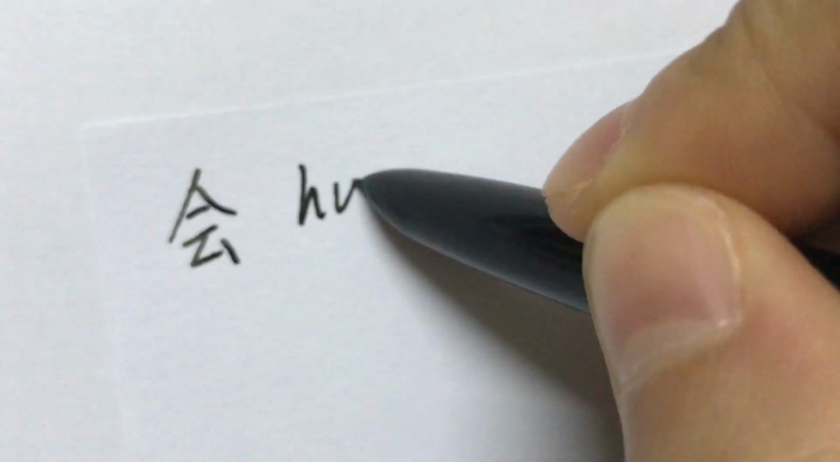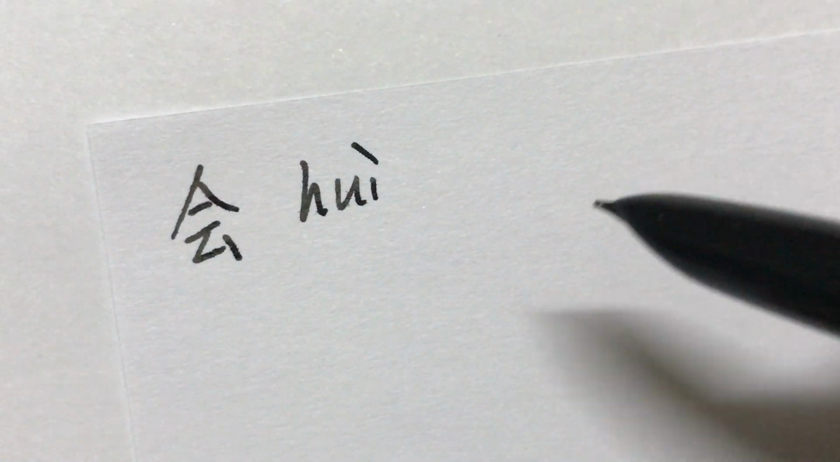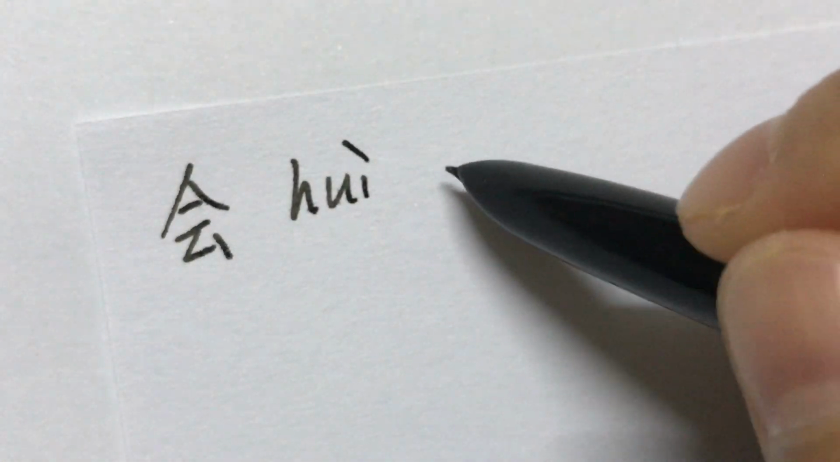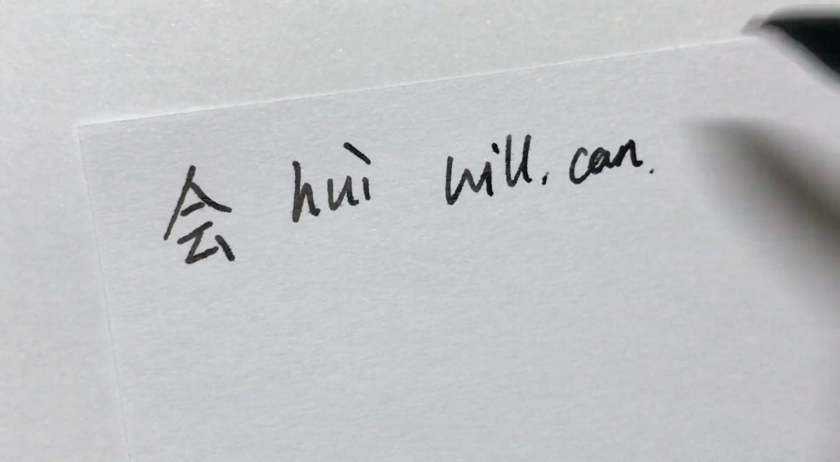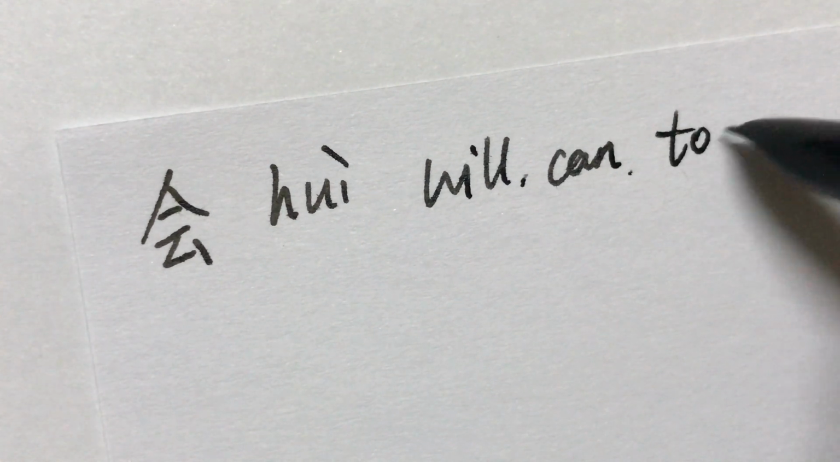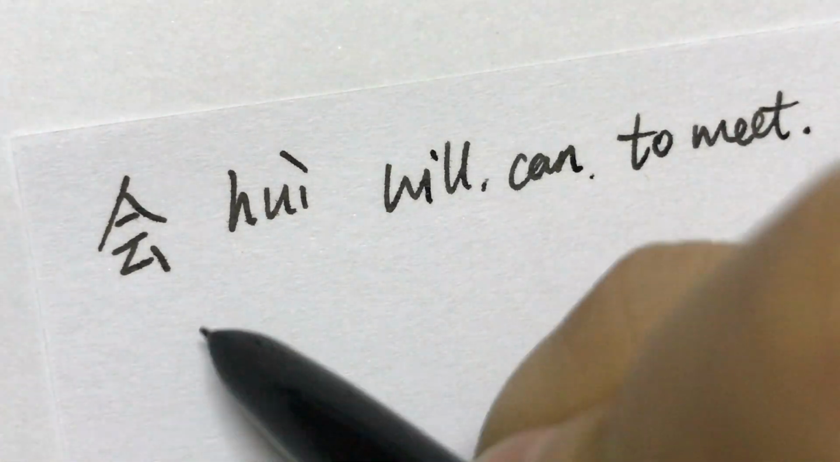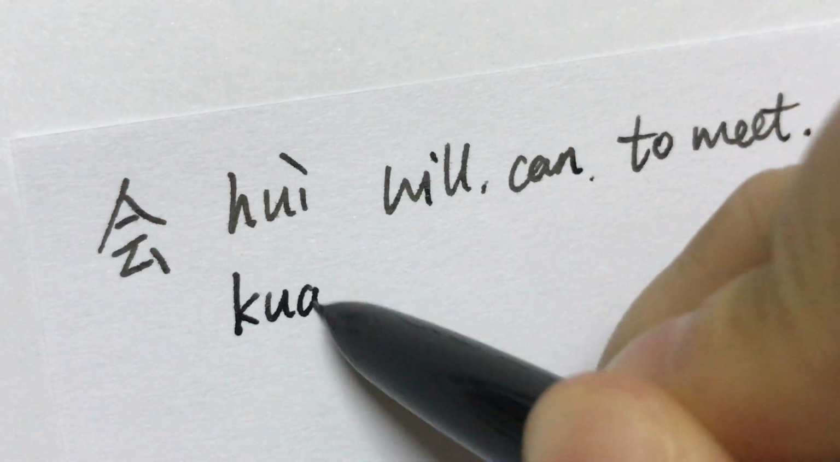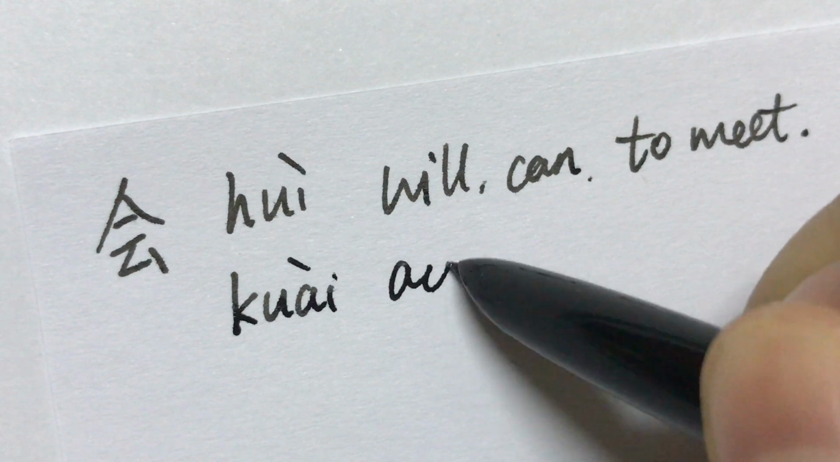会 This is a polyphone. It's pronounced as 会 means will, can. To meet. As 快 means accounting.